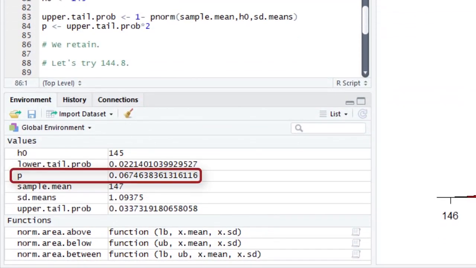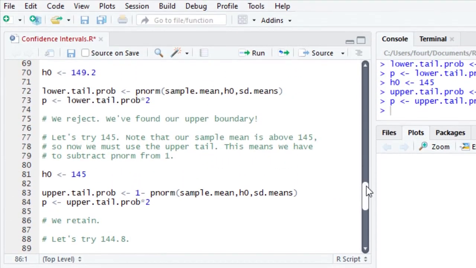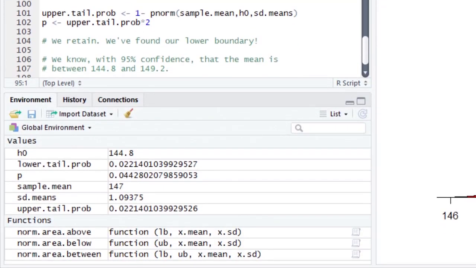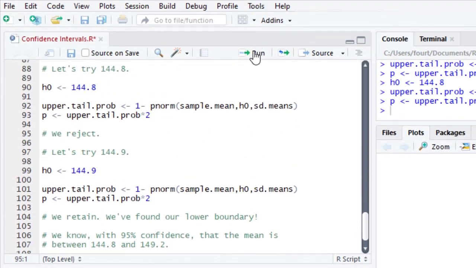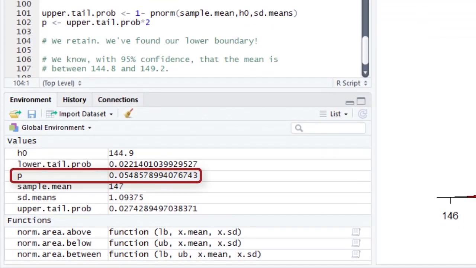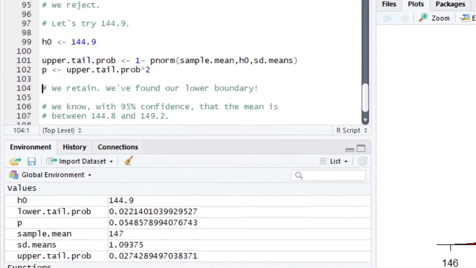The p-value is 0.067, so we'll retain. 145 will be in our confidence interval. Now let's try 144.8. The p-value is 0.04, so we'll reject. Let's try 144.9. The p-value is 0.055, so we retain. We've found our lower boundary.